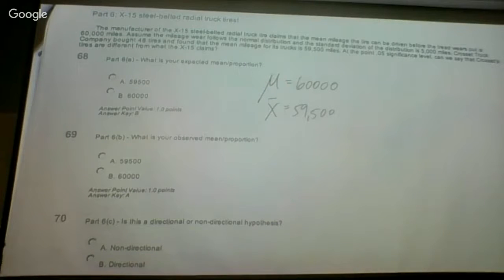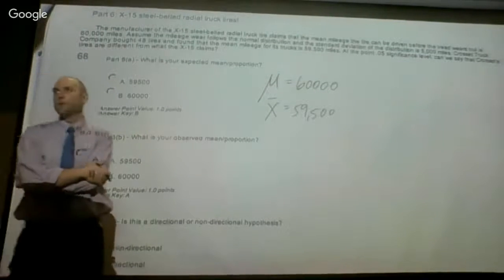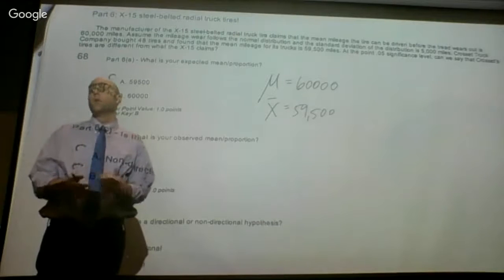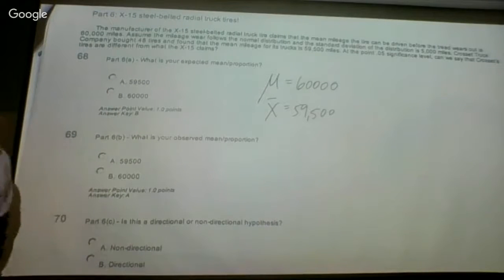We've got a standard deviation in here. It says the standard deviation of the distribution is 5,000 miles. Is that a population or sample standard deviation? Sample, because it says the distribution. Well, that's the entire distribution. Had it been the standard deviation of the 48 tires that Crossett bought, I would say it's the standard deviation of the sample. But in this case, we're talking about the entire distribution. We know the entire distribution is normal and that its standard deviation is 5,000 miles. So we're going with sigma on this one.